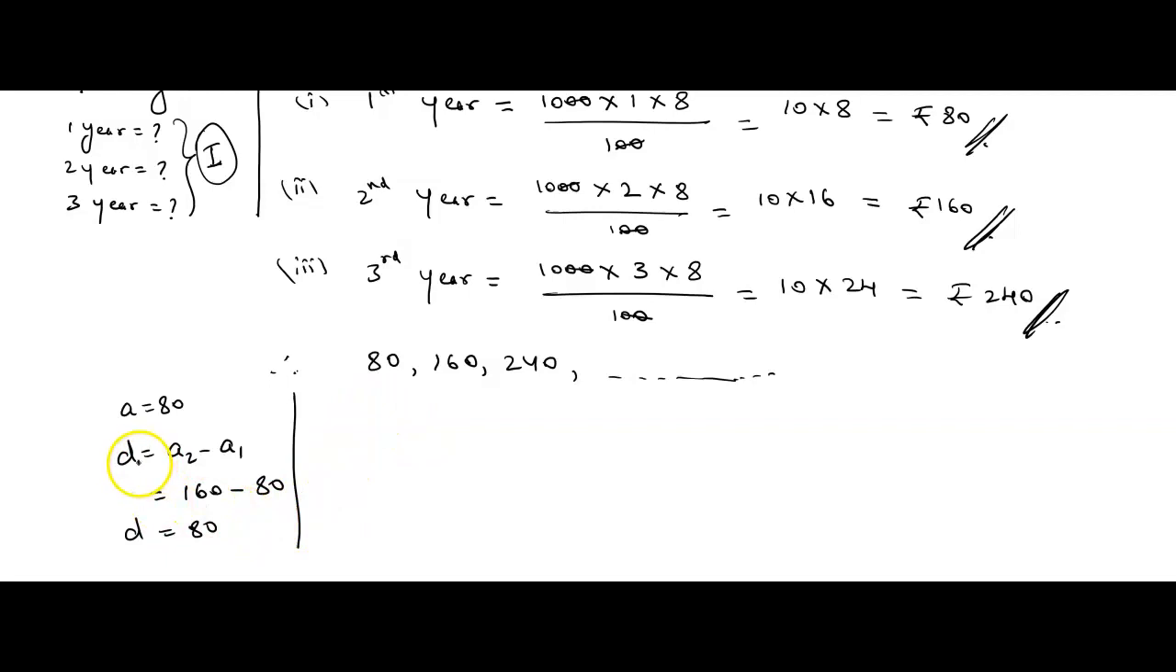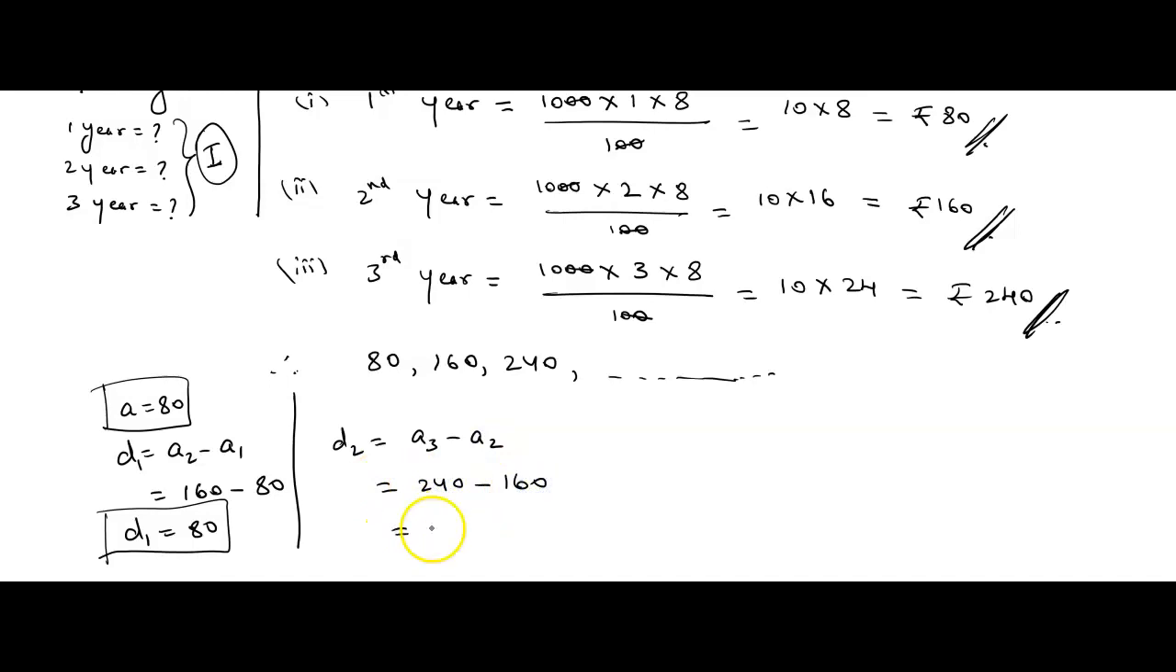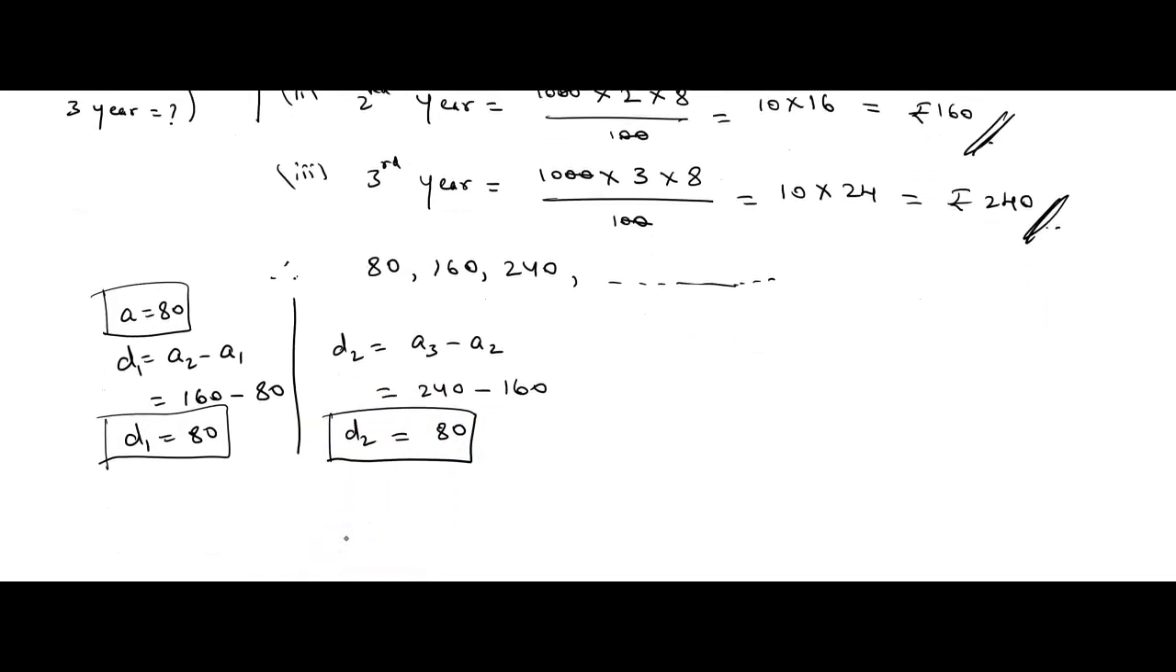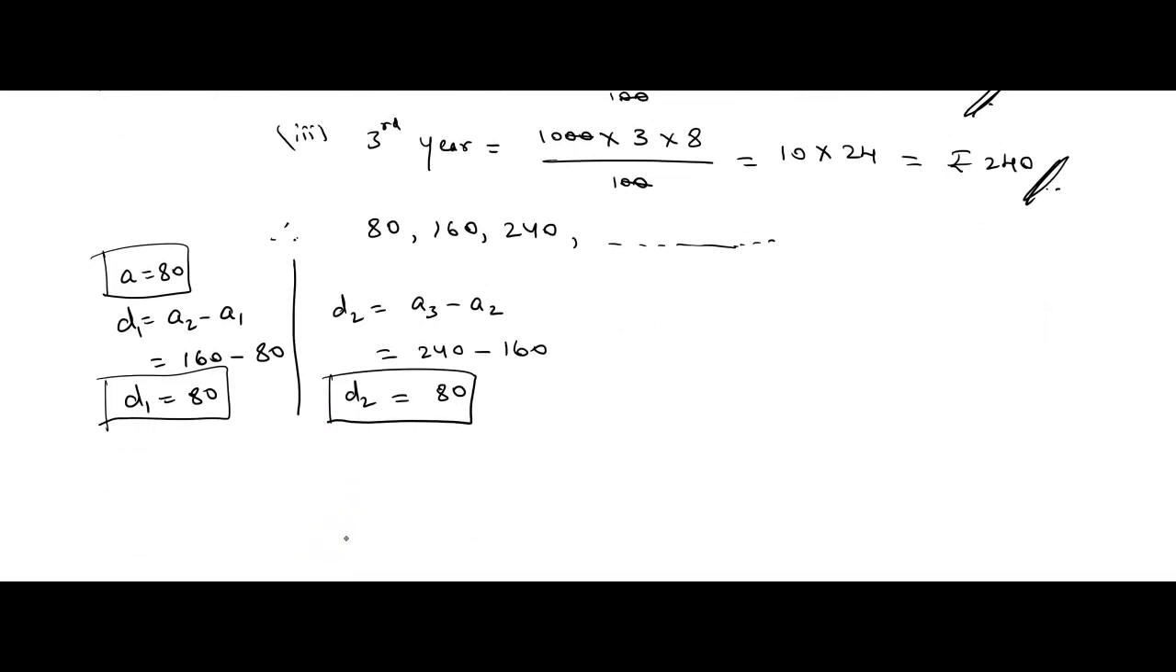Understood? So this is D1, and next is D2, common difference 2, because we have to check whether it is in AP or not. So A is 80 and common difference is also 80, first common difference I will write as D1. D2 is A3 minus A2. What is third term? 240 minus 160. How much? Again it is 80. So second common difference is also 80. Can you see this, children?